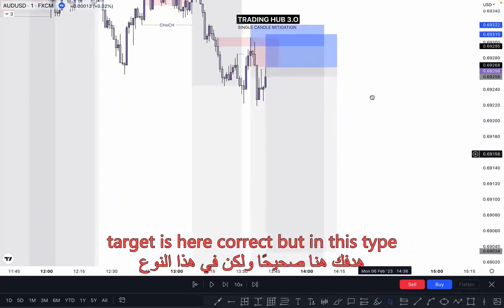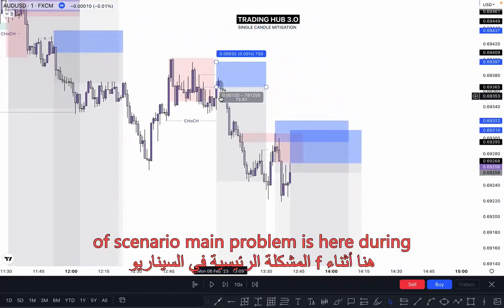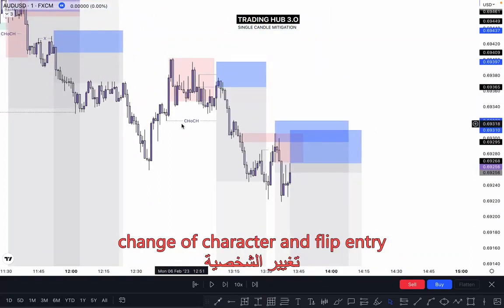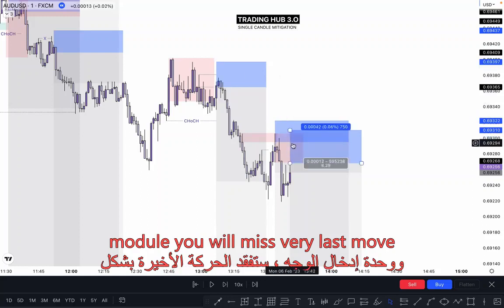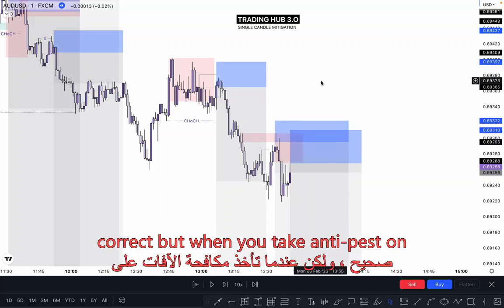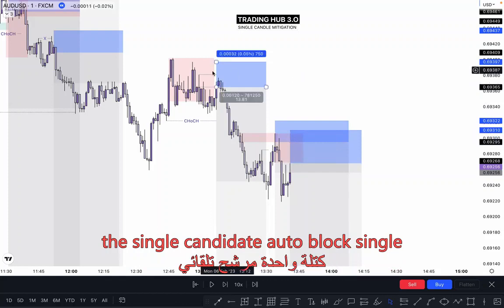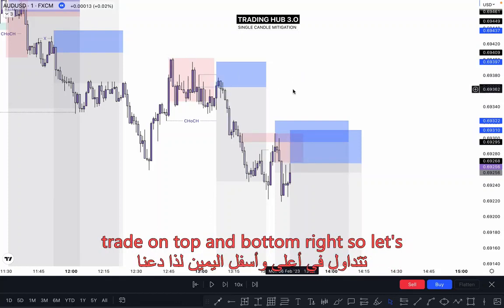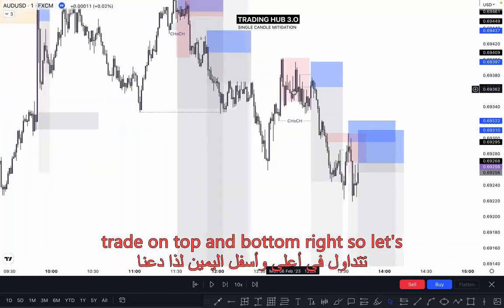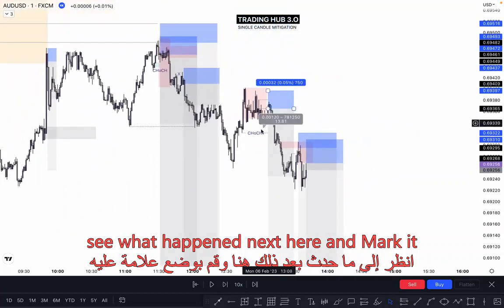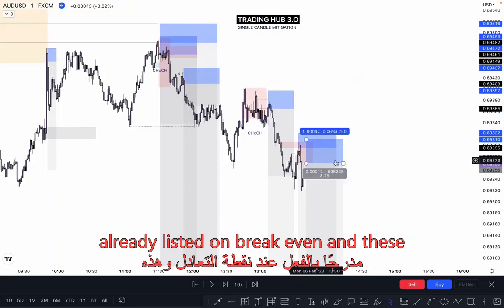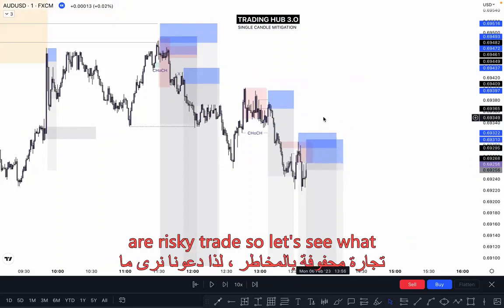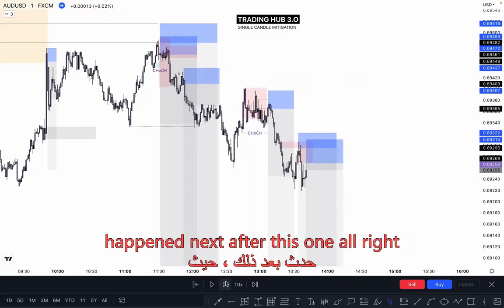And where is your target? It is here. Correct. But in this type of scenario, the main problem is that during change of character and flip entry model, you will miss a very large move. Correct. But when you take entry based on the single candle order block, single candle mitigation, then you will catch a trade on top and bottom. Right. So let's see what happened next here, and the market already has this trade on break even, and these are risky trades. So let's see what happened next after this one.